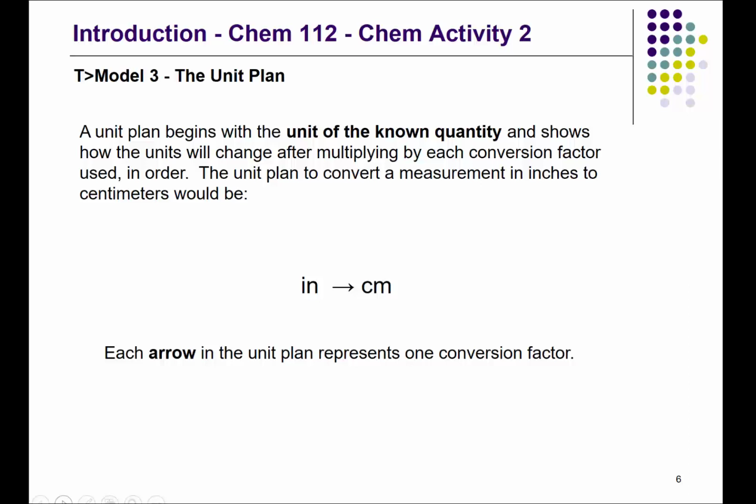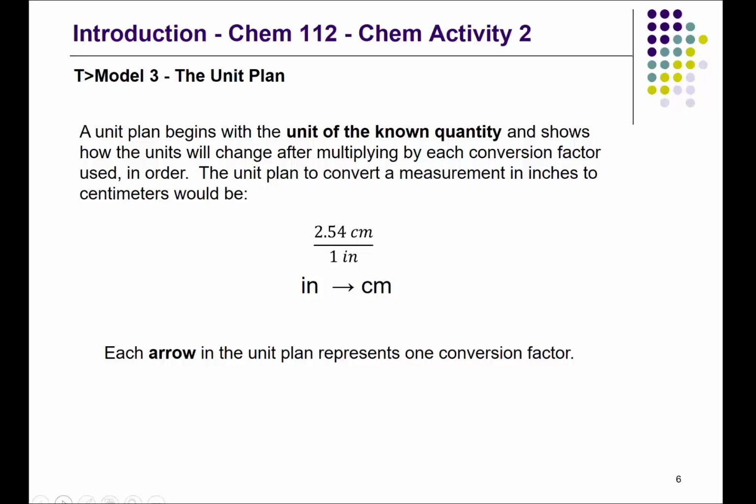The unit plan guides us in thinking about how to make the calculations. The unit plan, for instance, to convert from inches to centimeters would be inches, arrow, centimeters. The arrow represents the conversion factor. In the numerator, we would have centimeters, which are the target units, and then in the denominator, we would have inches. The idea is that we want the unit inches to cancel out, so that we are left with the unit centimeters. We complete the conversion factor by writing 2.54 centimeters per 1 inch.